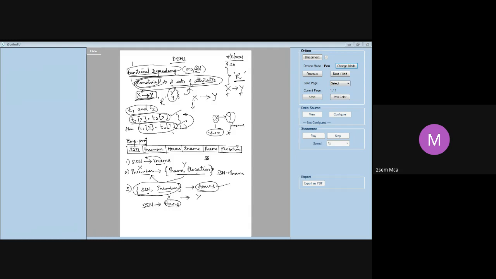Okay, so we are trying to define a constraint. What is a constraint? For any two tuples T1 and T2, if T1 of X is equal to T2 of X, then T1 of Y should also be equal to T2 of Y. That's how you define it.